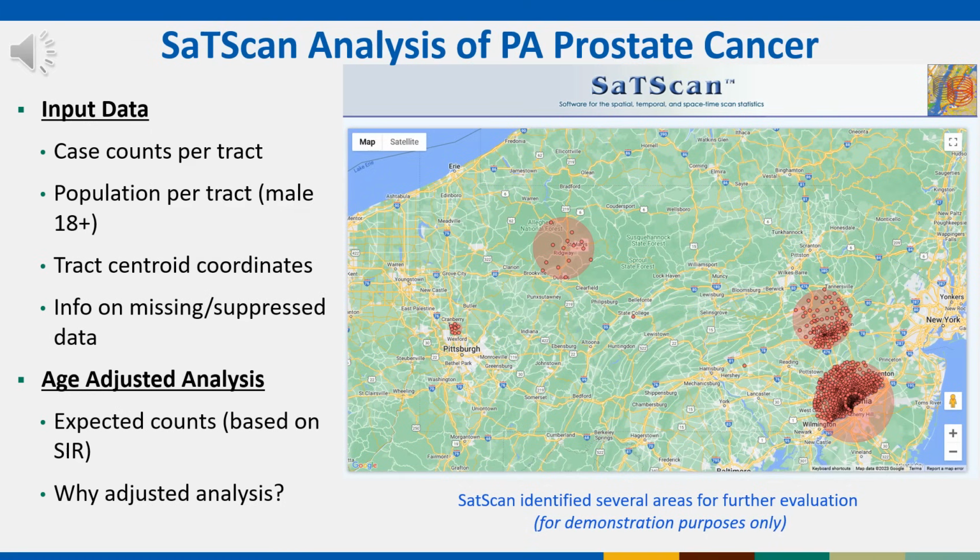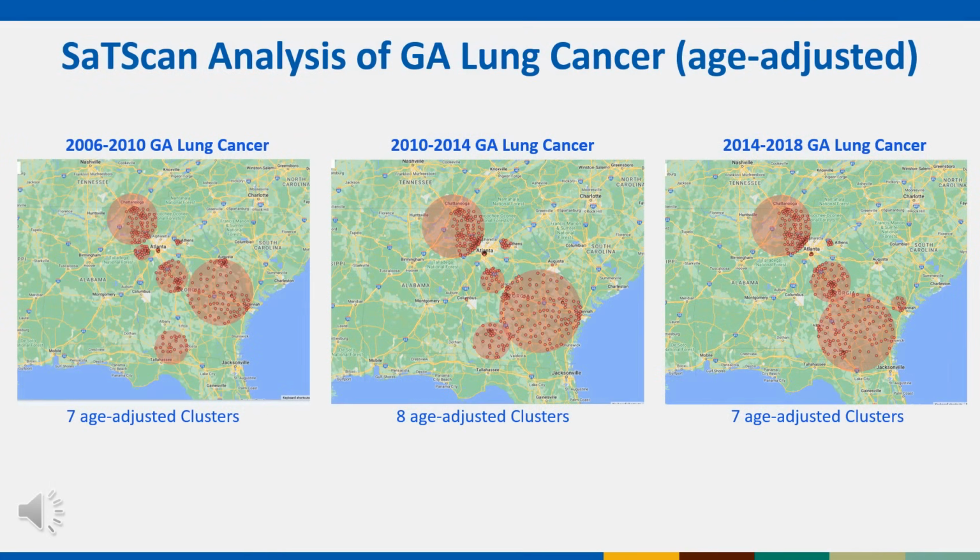3 maps of the same area, with red dots and shaded circles. First, 7 age-adjusted clusters for 2006 to 2010 GA lung cancer. Second, 8 age-adjusted clusters for 2010 to 2014 GA lung cancer. Third, 7 age-adjusted clusters for 2014 to 2018 GA lung cancer. We ran a similar analysis for the Georgia lung cancer.